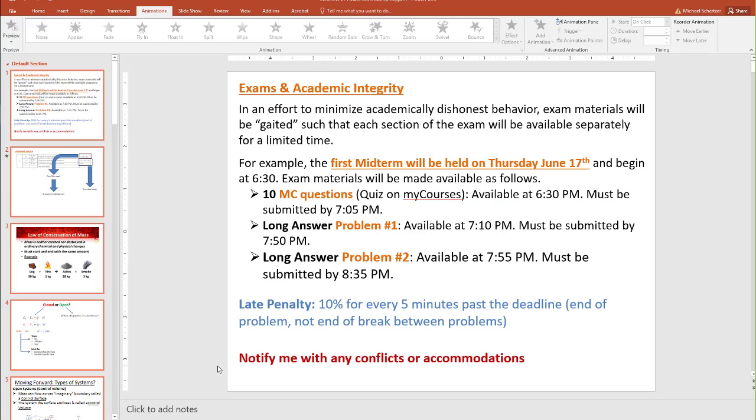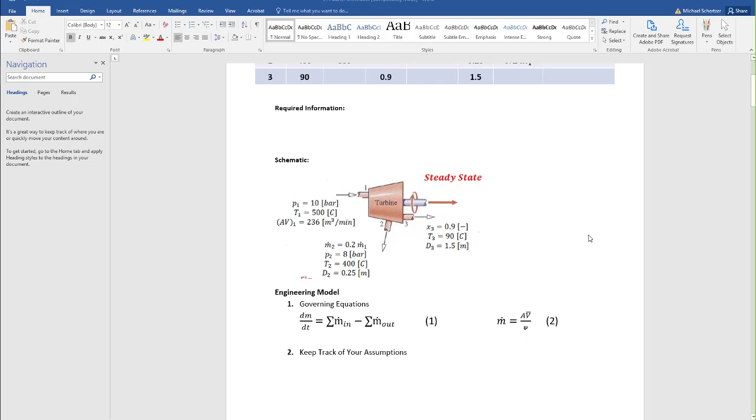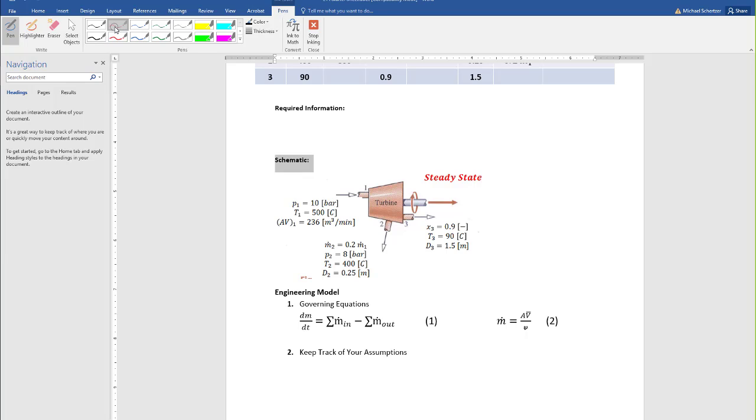Now we'll try to answer this problem. So here we have the same problem, and we're asked to find the velocity at 2 and the velocity at 3. I guess it's really maybe just the speed because we don't care about the direction. Here's the information that we're given.